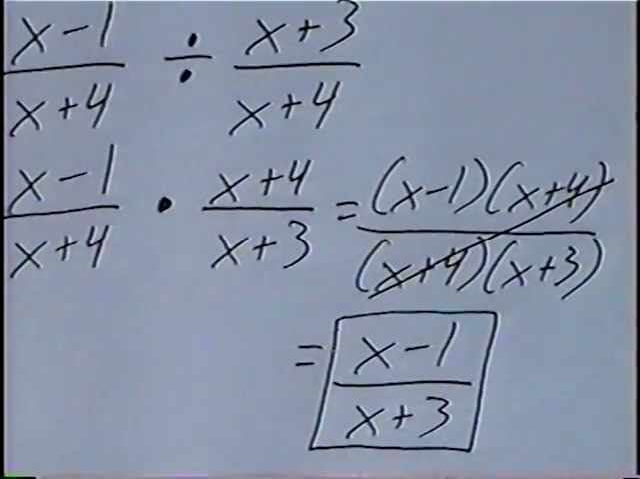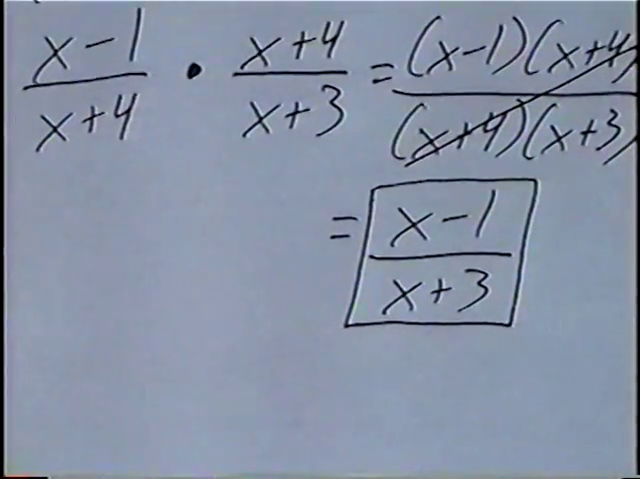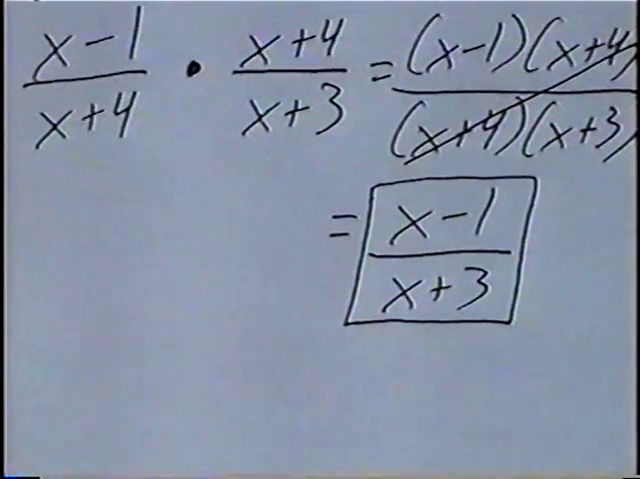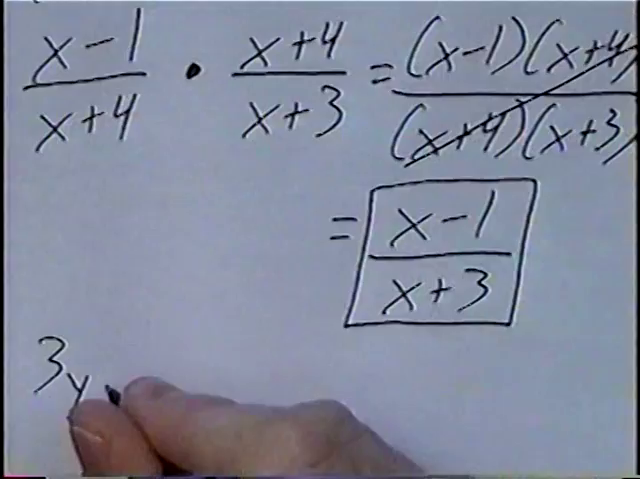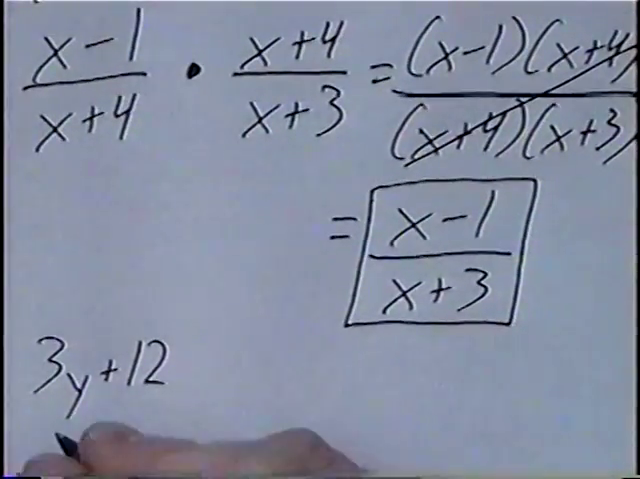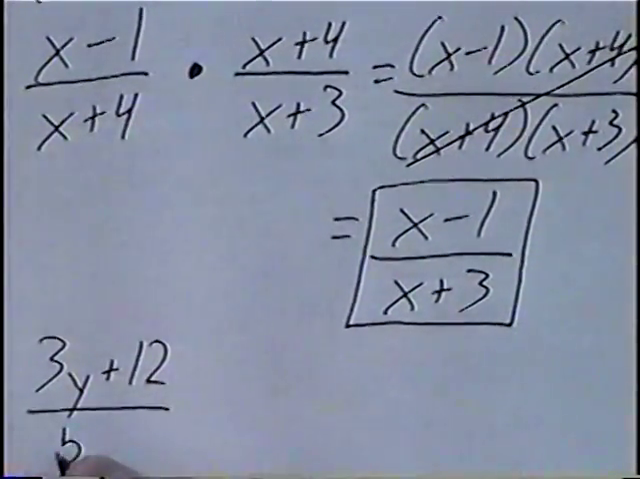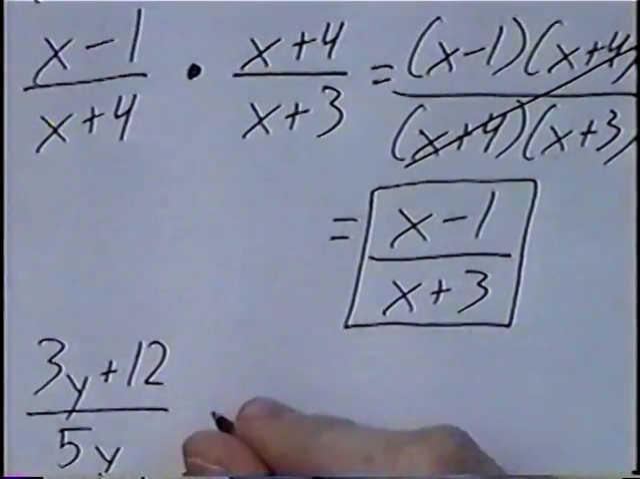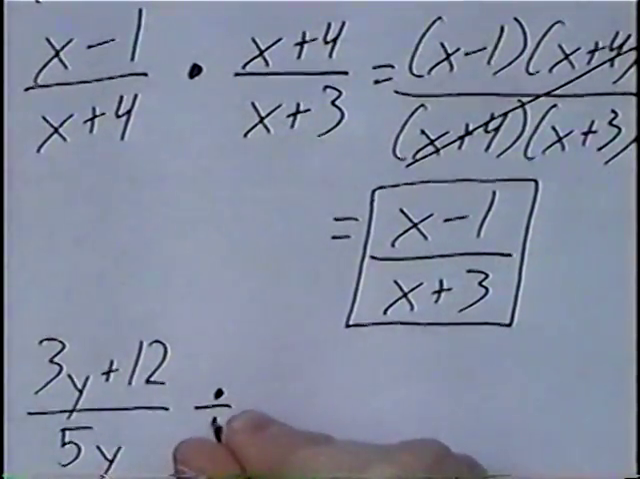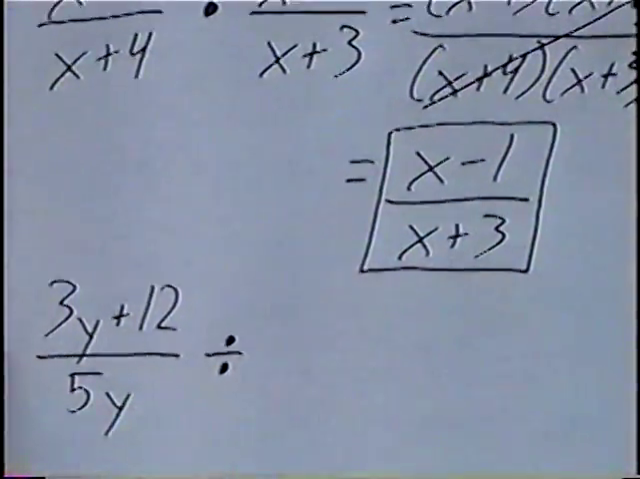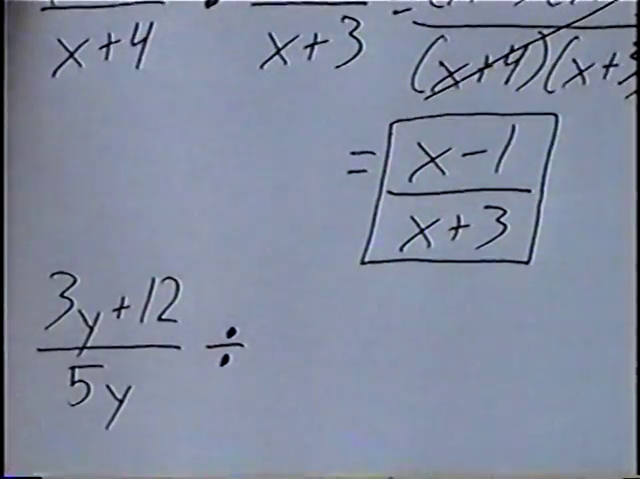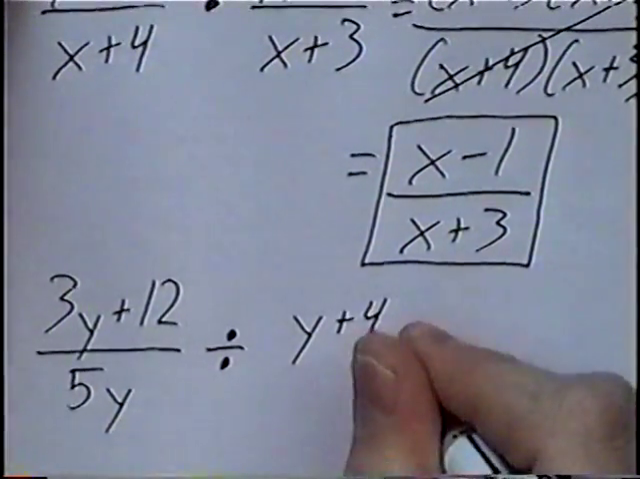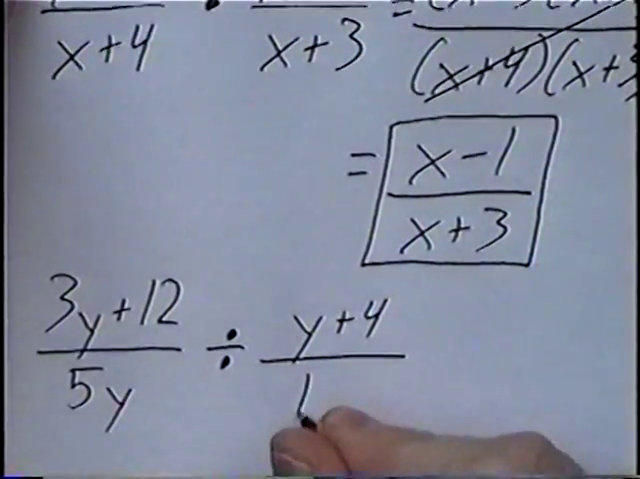Second question, and last question for the section. The first fraction we have is 3y plus 12 divided by 5y. And dividing this by a second fraction, y plus 4 over 10y.